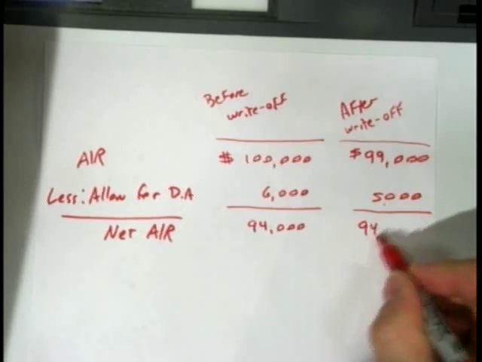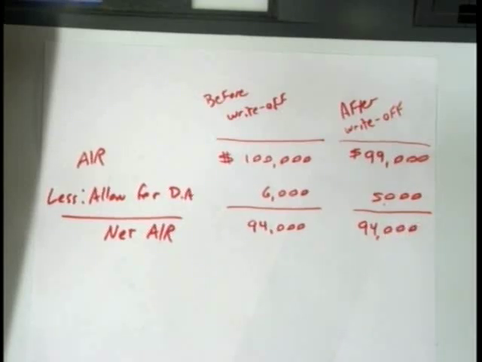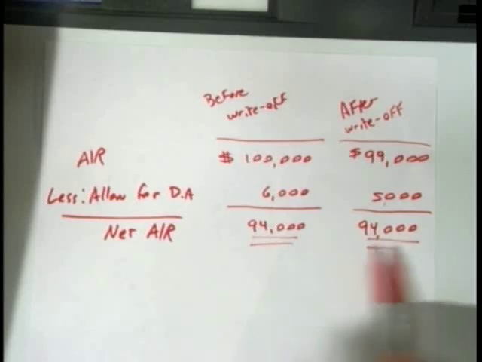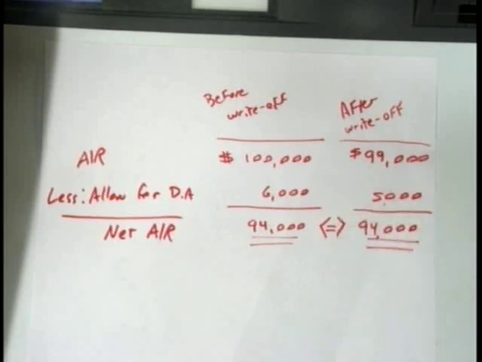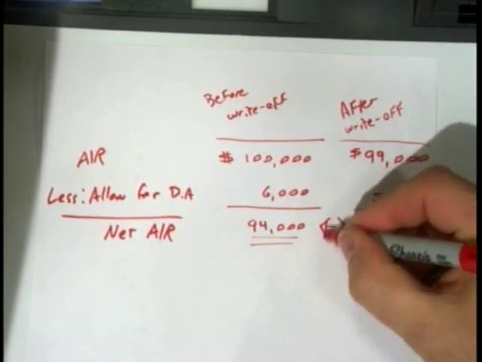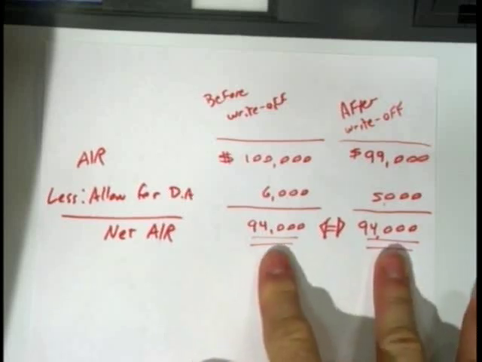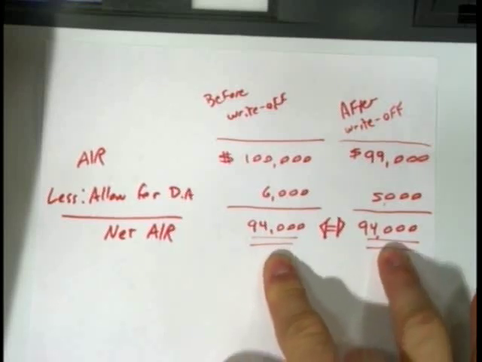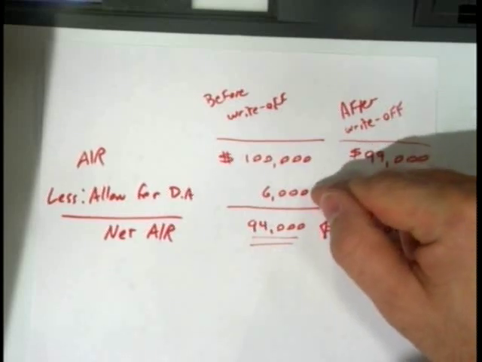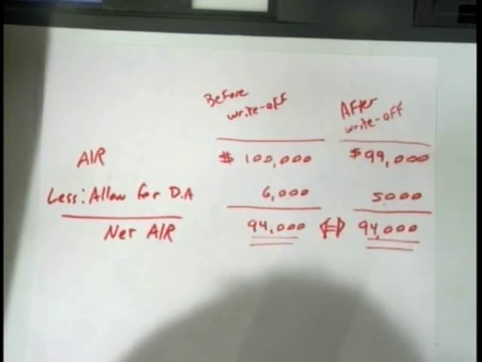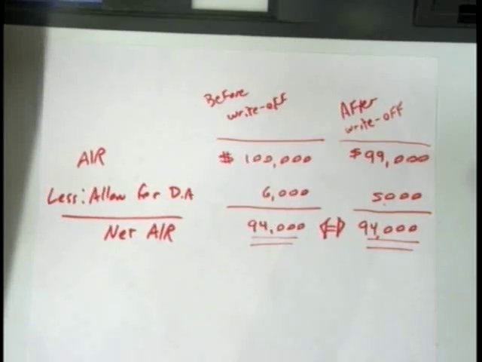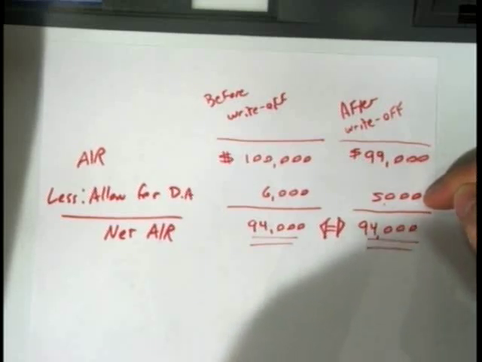It's still the same. When we write off a specific account, the net AR does not change. It stays the same. Correct? Make sense? The reason is, yes, we are reducing the allowance, but we're also reducing the accounts receivable. Or said another way, we're reducing the accounts receivable, but we're also reducing that thing that's subtracted from accounts receivable.